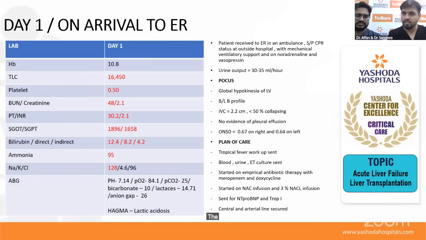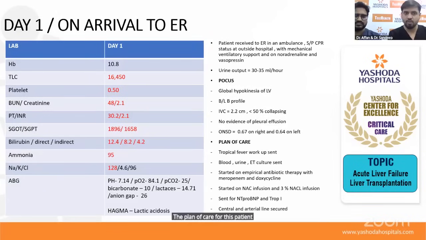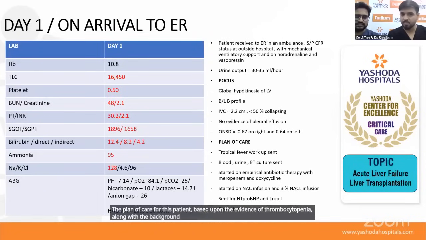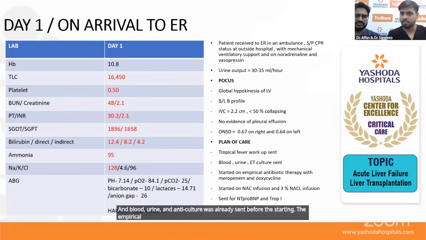The IVC distensibility index was checked. It was 2.2 centimeters and less than 50% collapsing. No evidence of any pleural effusion. An ONSD was done, which was 0.67 on the right and 0.64 on the left. The plan of care for this patient, based upon the evidence of thrombocytopenia along with the background history of fever, we had sent a tropical fever panel from the baseline, and blood, urine, and ET culture was already sent before starting the empirical antibiotic therapy.